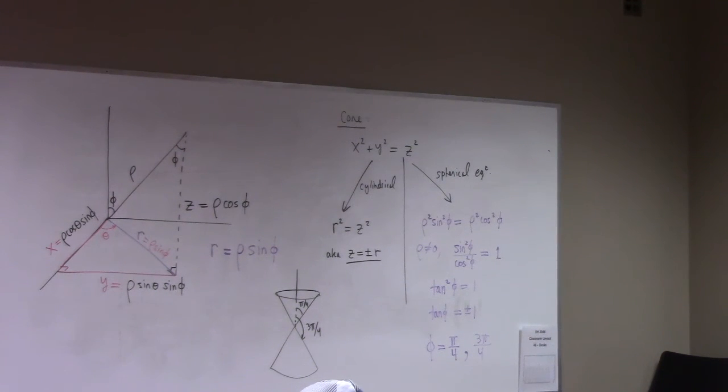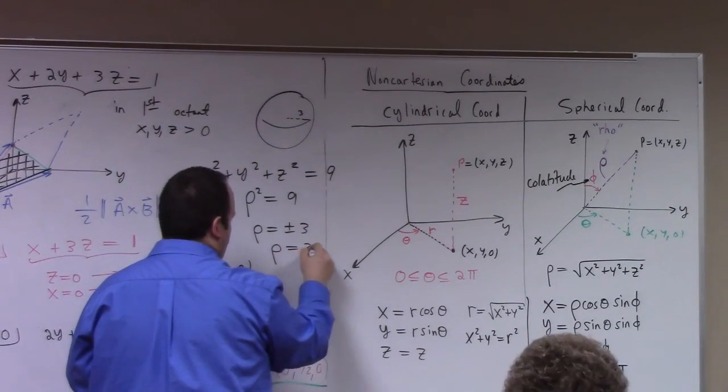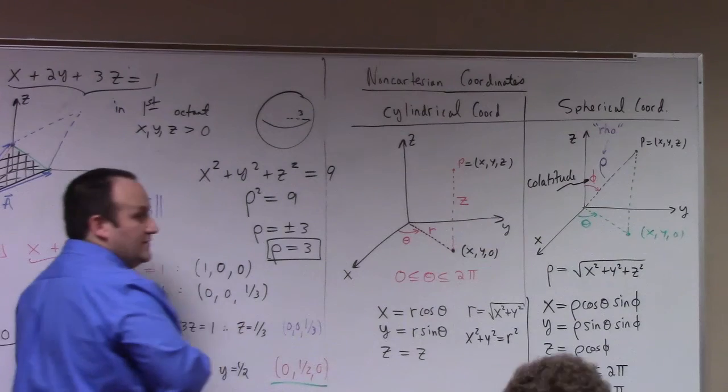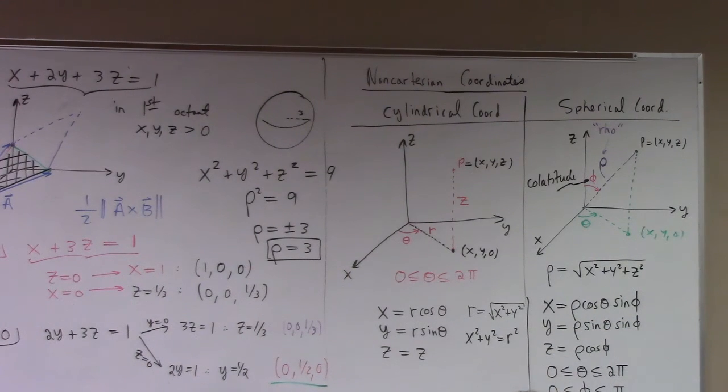What's the equation in spherical coordinates for a sphere? Yeah, rho squared equals 9. So rho is equal to plus or minus 3. But by definition, we just use rho equals 3, because I insisted that rho was the square root of x squared plus y squared plus z squared. I don't allow negative rho. It's an extraneous solution. It's not even in the solution set.